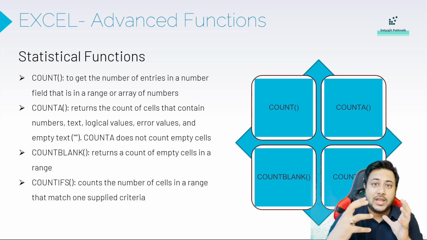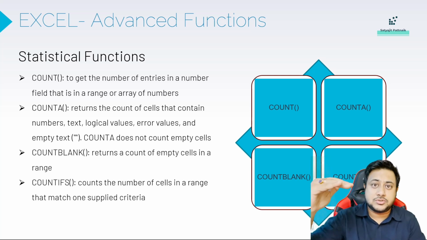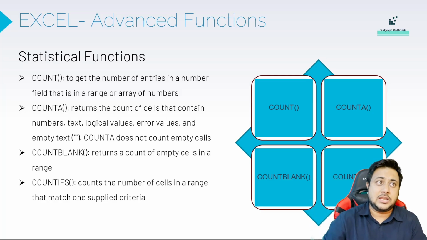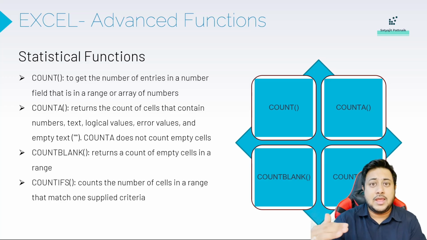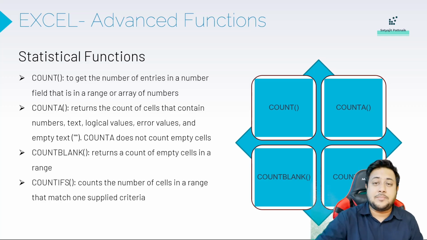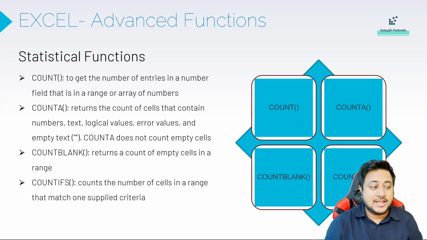Count blank will give you an idea that, hey, out of these 1,000 records, you have 50 null values. And then you can strategize. Okay, 50 null values means we have 5% of null values. Do we do a mean value imputation or median value? And then you can take a strategy, take a decision, right? So count blank returns a count of empty cells in a particular range. COUNTIFS counts the number of cells in a range that match one supplied criteria.